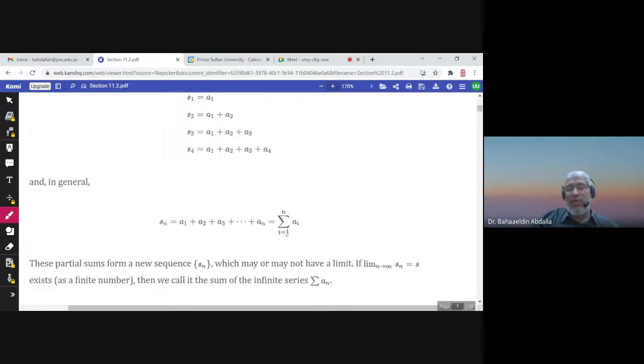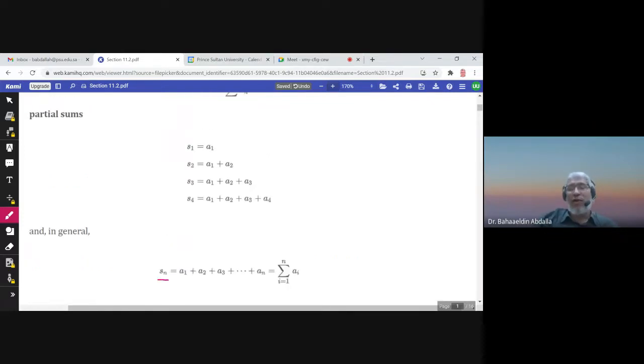So summation ai from i equals 1 to n, this is the sum of the first n terms of the sequence. We will give it a name. We will call it Sn. We will call it the nth partial sum. And we will call these sums partial sums. So S1, for example, would be a1, the first term of the sequence. S2, the sum of the first two terms of the sequence. S3, the sum of the first three terms, and so on. So Sn is the sum of the first n terms.